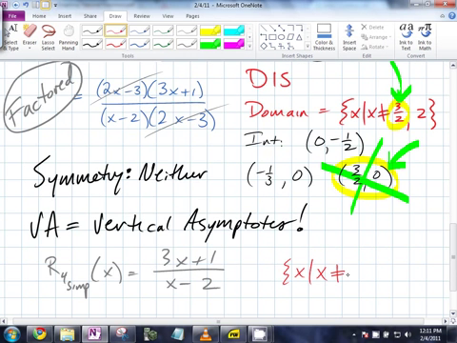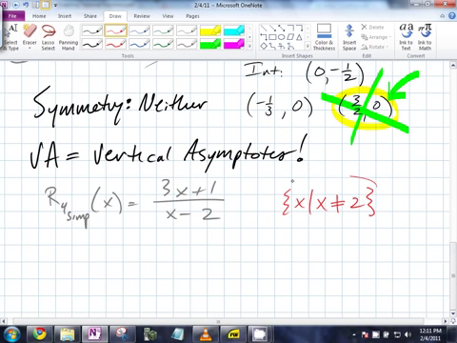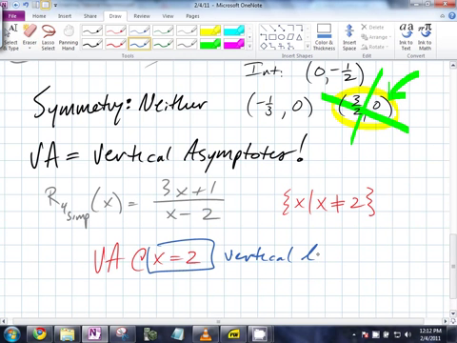Whatever the hole in the domain is in the simplified form, that means the vertical asymptote is where? It's at x equals 2. You have to write x equals 2 because this is a vertical line. If you just say 2, is that enough information? You need to say x equals 2. Are there any other vertical asymptotes? There are no other ones.